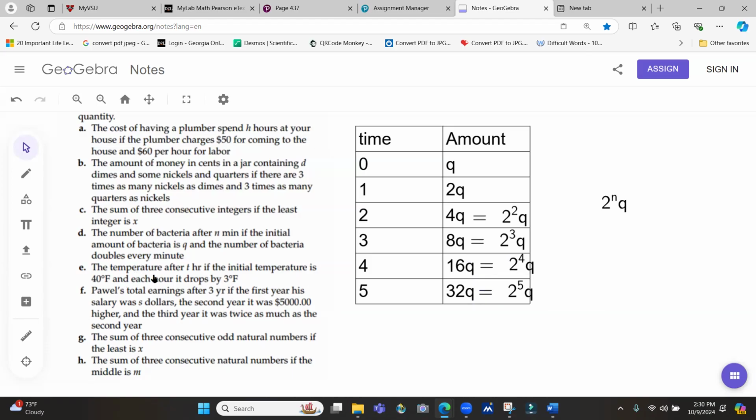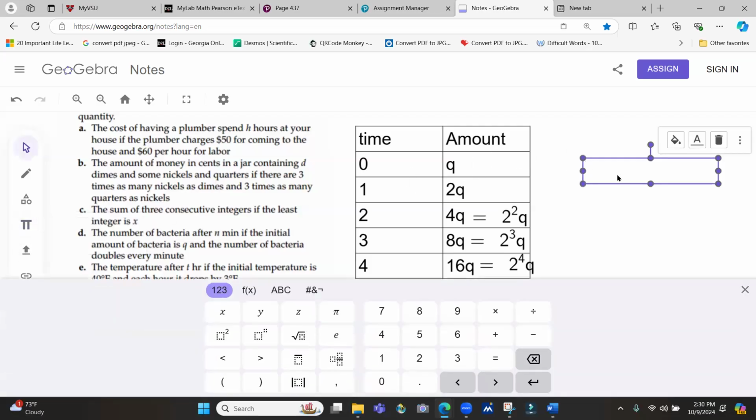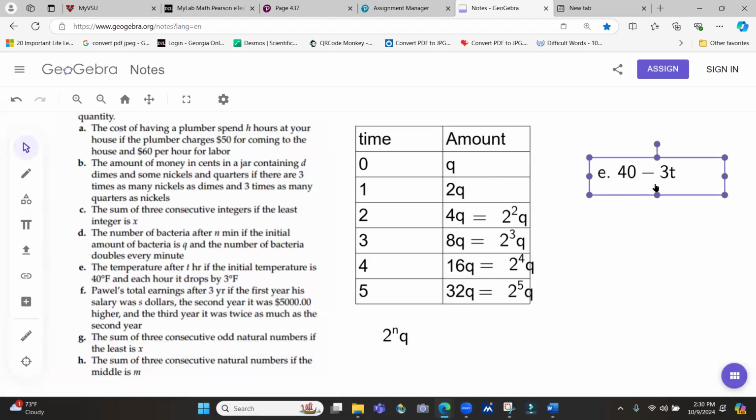I can use the previous slide to do part E. Actually, I can do E here. I have enough room. So guys, E says the temperature after T hours, if the initial temperature is 40 degrees, every hour the temperature goes down by 3 degrees. So E will be, you start with T hours, 40 degrees. Every hour it goes down by 3T. So if it goes down by 3 degrees every hour, in T hours, this is how much it'll go down by.